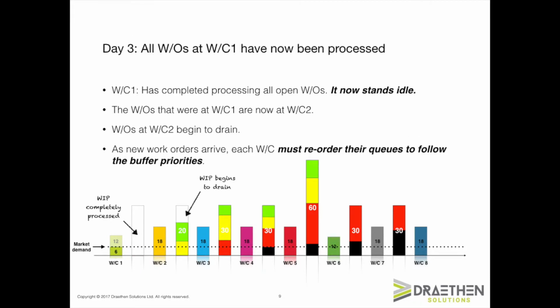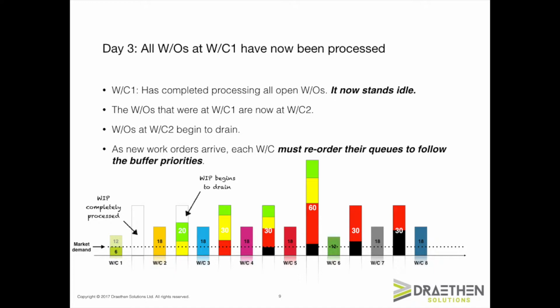Okay, let's skip ahead now to day 3 of the implementation. Sales has continued to accept customer orders and not release those orders to production. Instead, they have been added to the raw material release schedule for release at a later date. So, what else is happening in the plant? Well, firstly, we can see that Work Center 1 is now idle. It has consumed all of the work orders from its queue, and as no new work orders have been released yet, it now has nothing to do.